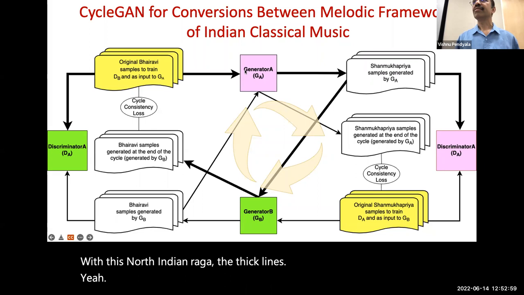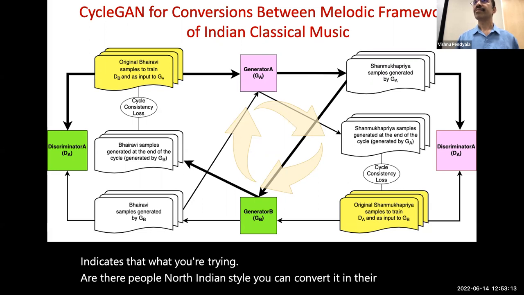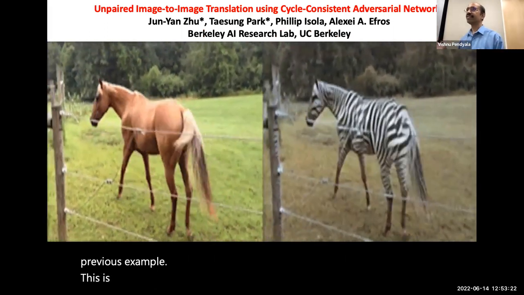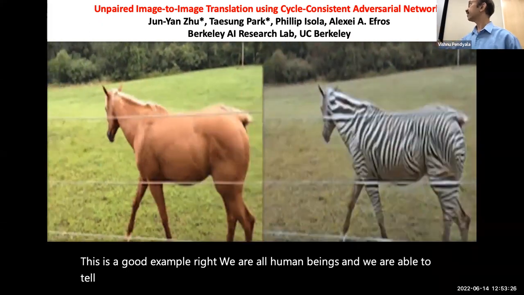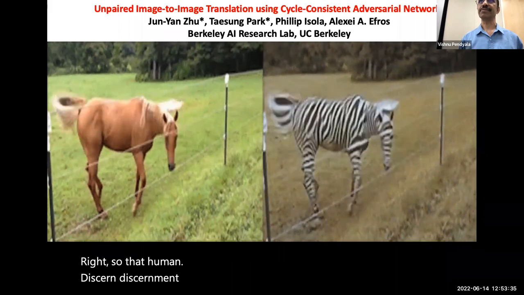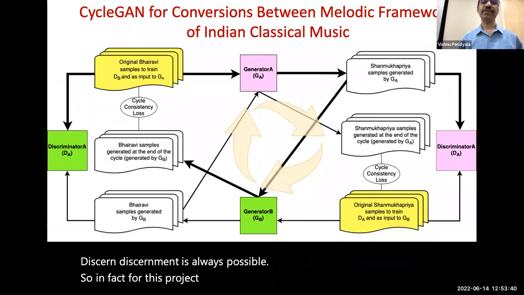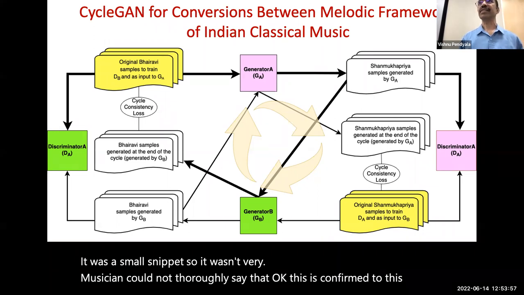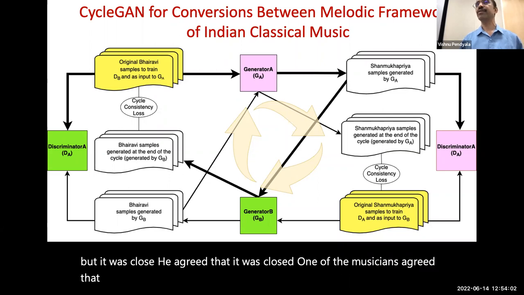Hello. I was wondering, is there human intelligence that indicates that what you're trying to do is feasible? Are there people who know North Indian style and South Indian style in their brains? Yes, thank you. In fact, in the previous example, this is a good example, right? We are all human beings and we are able to tell that the horse is really looking like the zebra, right? So that human discernment is always possible. In fact, for this project, we talked to a bunch of musicians as well. It was a small snippet, so the musician could not thoroughly say that this conforms to this raga, but it was close. One of the musicians agreed that it was close, but yes, the human discernment was there.